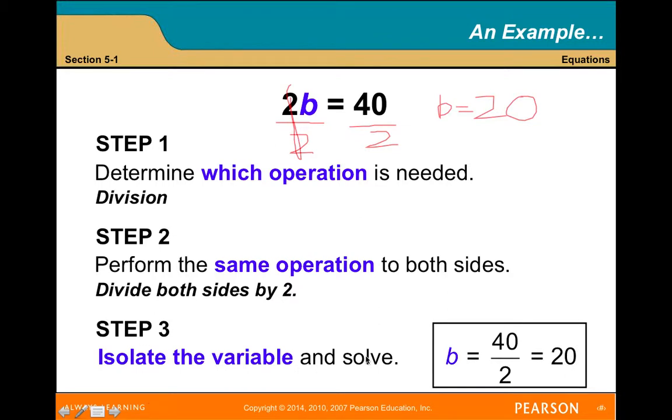Isolate the variable and solve. So then b equals, so then it's what we put up here. b equals 40 divided by 2, which equals 20, and that's it.